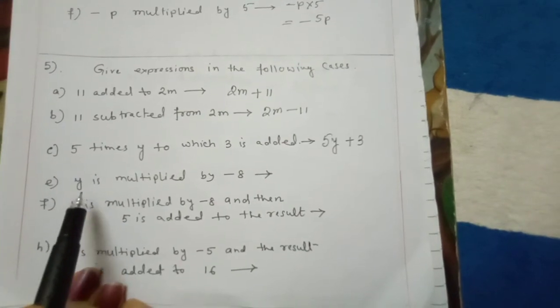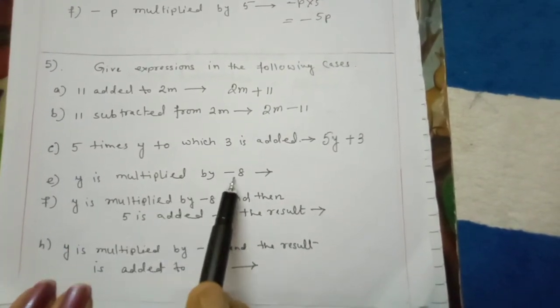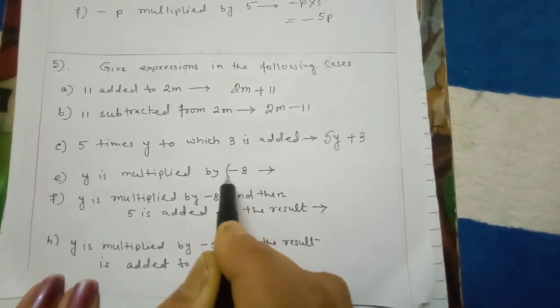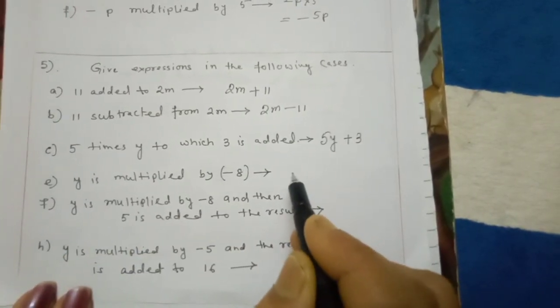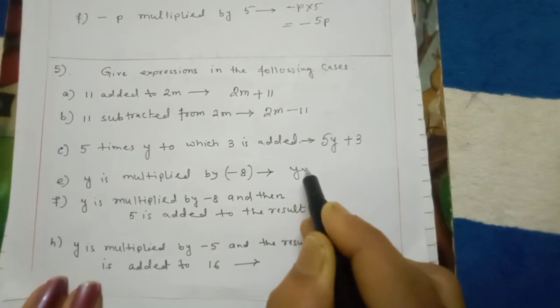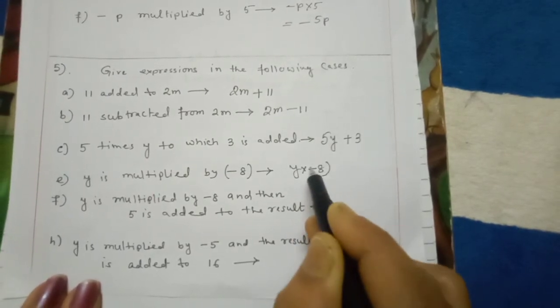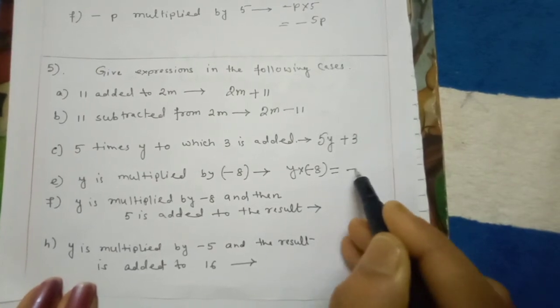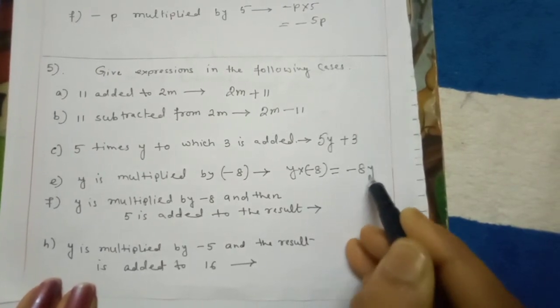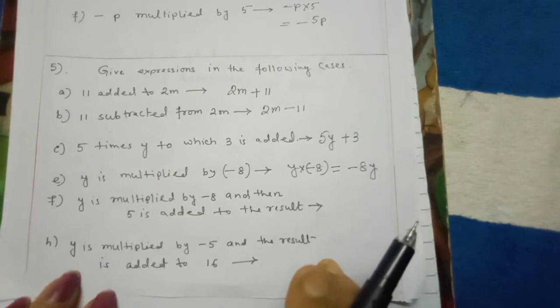Question number E. Y is multiplied by minus 8. This is the multiplication form, and afterwards the result will be minus 8y. Understood? Now question number F.